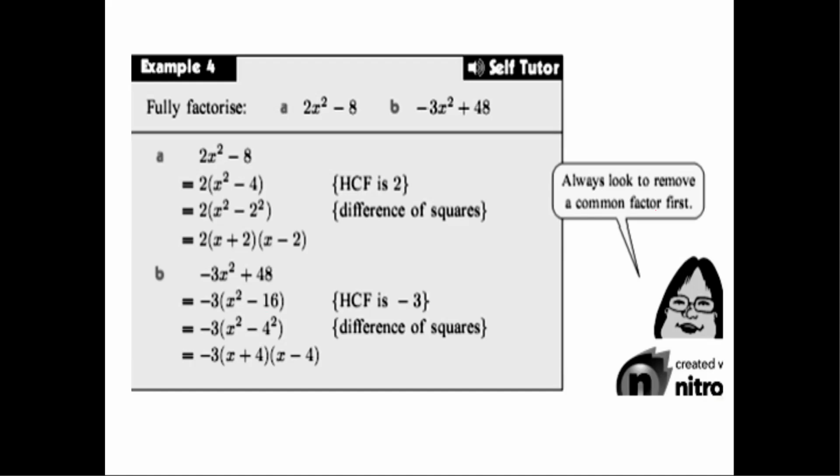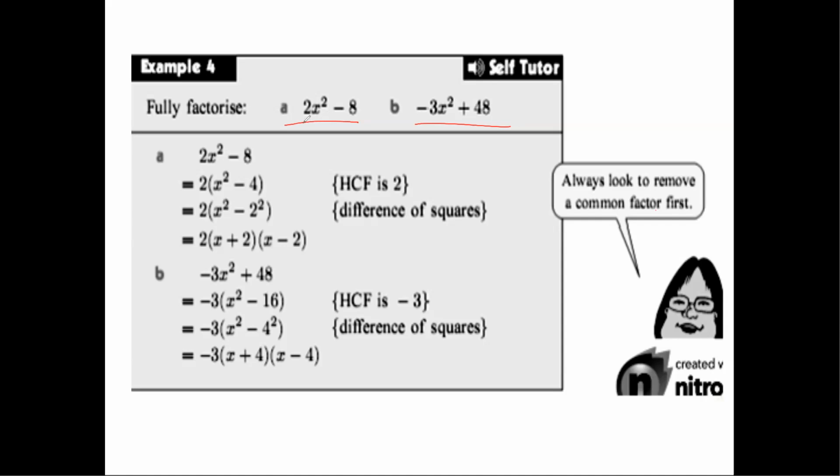Look at this one, 2x squared minus 8. That's this one here. And then you have this one here, minus 3x squared plus 48. At first glance, it doesn't seem at all that these have anything to do with difference of squares, right? But sometimes, as we analyze the problem, you will see that yes, we can actually make use of this difference of squares formula to factorize.